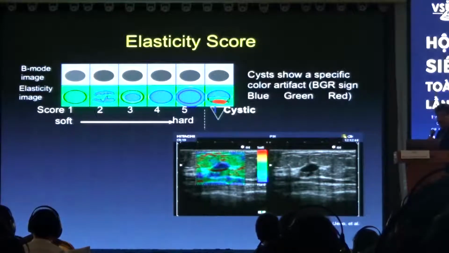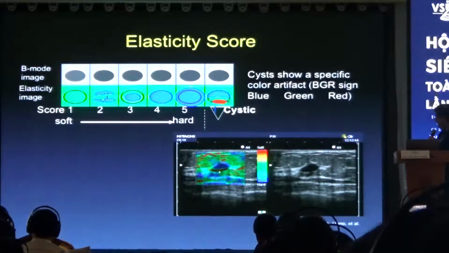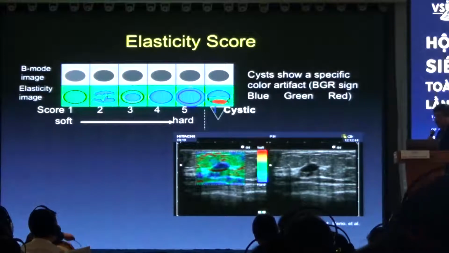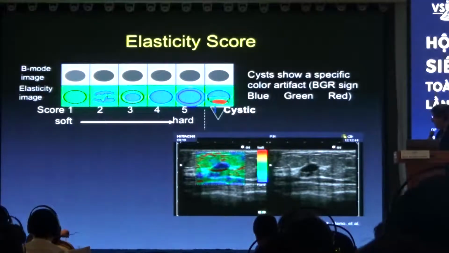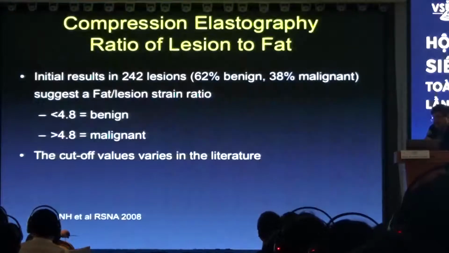And the bullseye artifact only occurs in the Siemens and Philips machines. All the other vendors have a different artifact. That's the blue, green, red, or BGR sign that you see here. No one has really studied this to make sure how confident we are that it's 100% going to show complex cysts as benign lesions using this artifact.